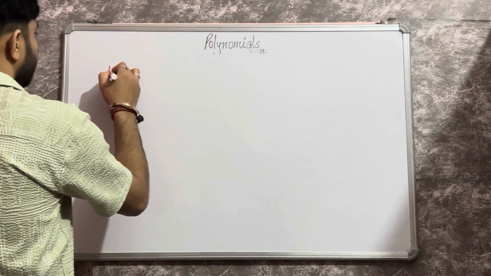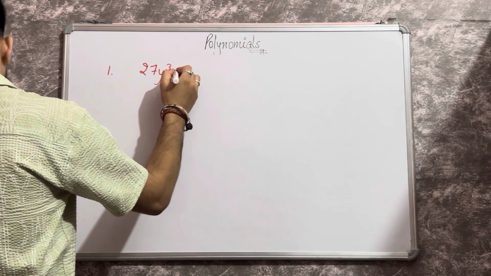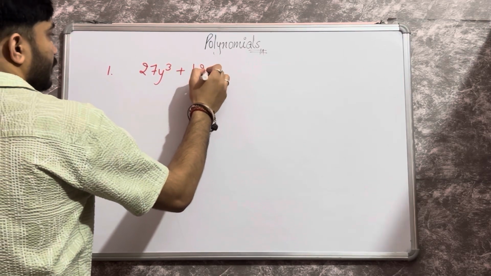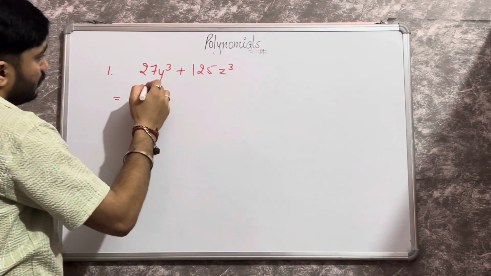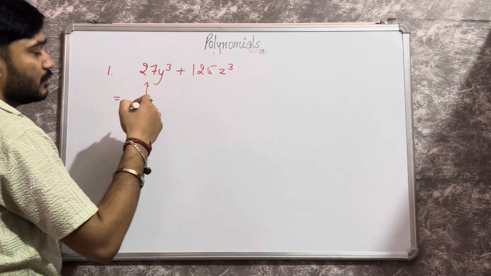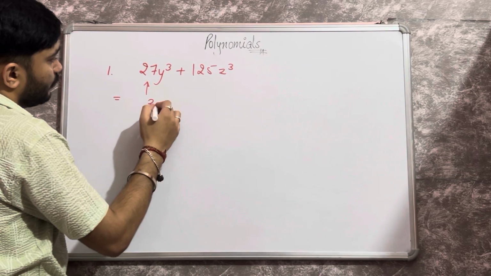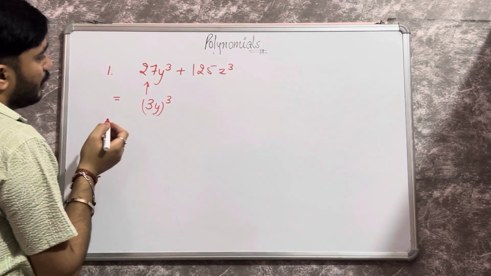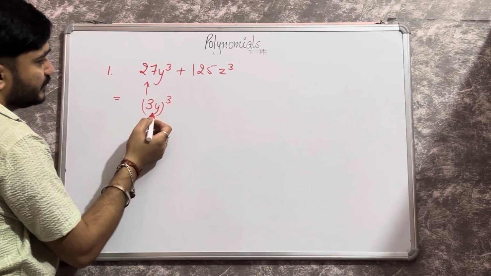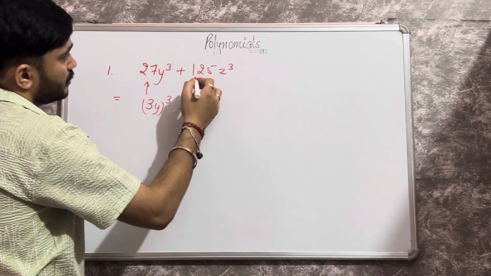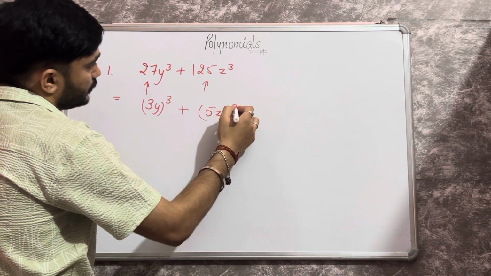Now the next question is that you have to factorize 27y cube plus 125z cube. What is the cube root of 27, that is 3, and you have to write y cube, or you can say whose cube is 27, that is 3, and write y as it is and its whole cube, plus whose cube is 125, that is 5z whole cube.